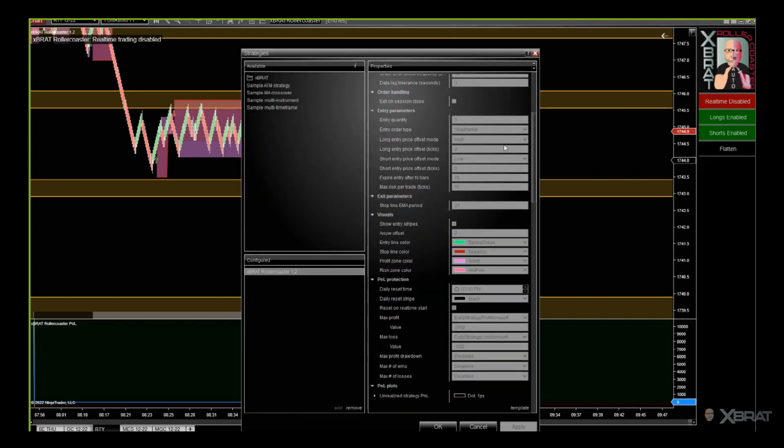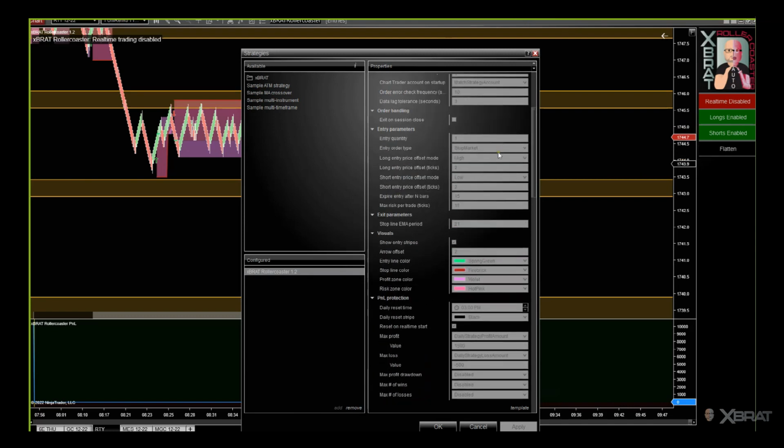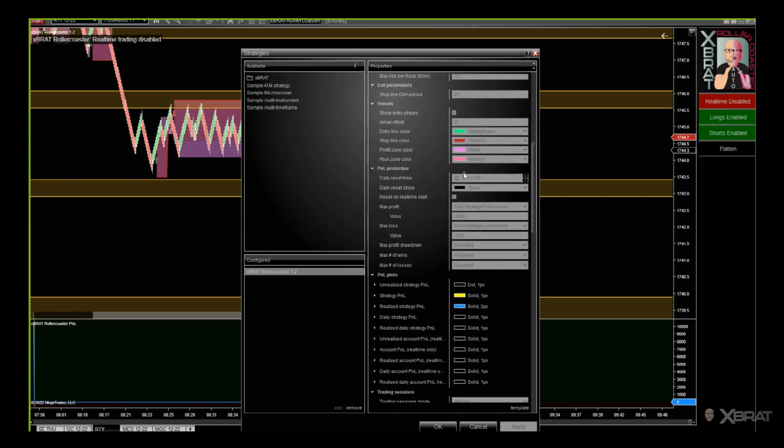I'm on sim because it's still a trial. I've got some basic sort of filters, if you like. So we've got maximum risk 15 ticks per trade. That's between the stop and the entry for the roller coaster. Short entry offset 2 ticks and long entry offset 2 ticks. Entry quantity just 1. My trailing stop is a 21 EMA.